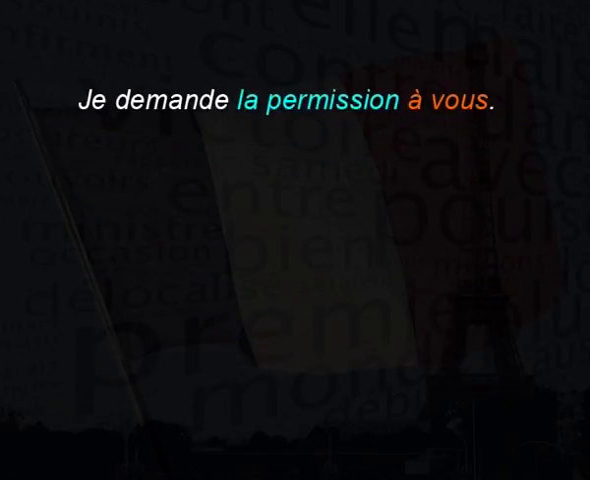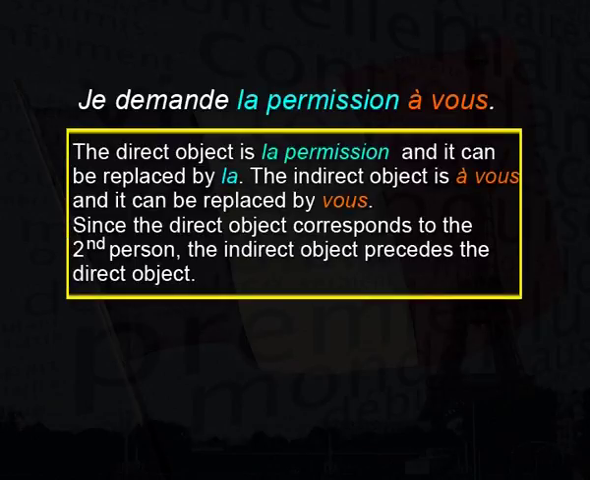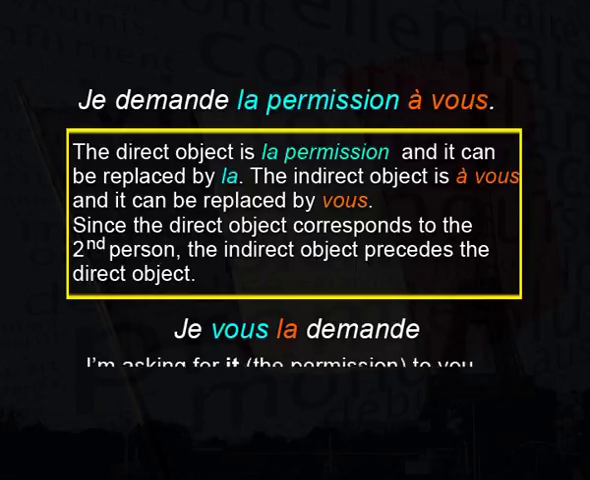Je demande la permission à vous. The direct object is la permission and it can be replaced by la. The indirect object is à vous and it can be replaced by vous. Since the direct object corresponds to the second person, the indirect object pronoun precedes the direct object pronoun. Hence, the answer is Je vous la demande. This sentence translates as I am asking for it, the permission, to you.